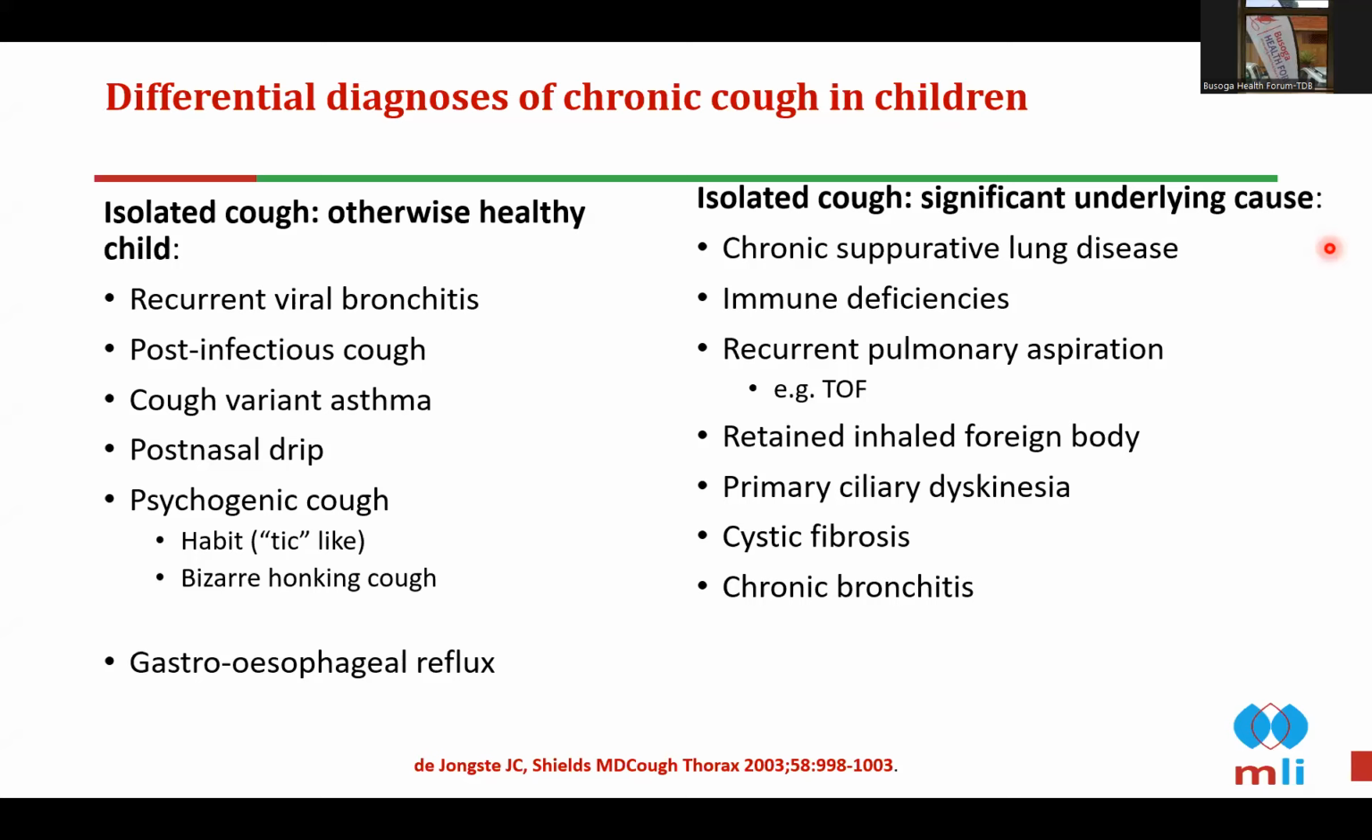Recurrent aspiration, like when we have TOF, like I mentioned earlier, it's not uncommon. I remember when I was an intern in ENT, I saw children who had had a foreign body for weeks and months, and they kept on coughing, and they received all sorts of antibiotics. So sometimes some of these persistent or chronic coughs are because there is a retained foreign body, and probably you need to have a chest X-ray and deal with it, and then the cough will improve. Other coughs, when we have primary ciliary dyskinesia, cystic fibrosis, and chronic bronchitis.